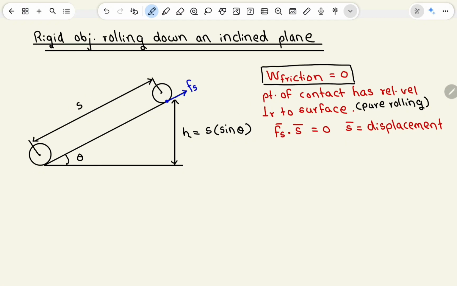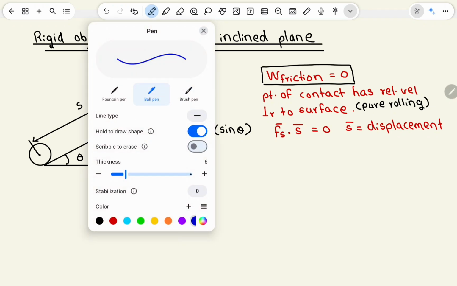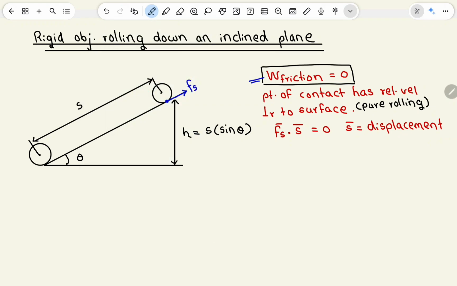Okay, so let's start with the last topic of the series of rotational dynamics, which is a rigid object rolling down an inclined plane. I've shown on the left hand side of the screen a diagram where a rigid body is rolling down an inclined plane. I've specifically shown the force of static friction acting on the body. Now we all know that friction is a dissipative force, and therefore we cannot use energy conservation. But there is a loophole, because in this case of rolling down an inclined plane, the work done by the friction is zero. And why do I say that the work done by friction is zero?